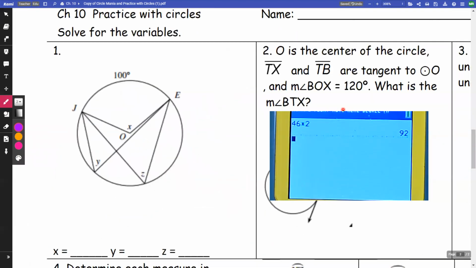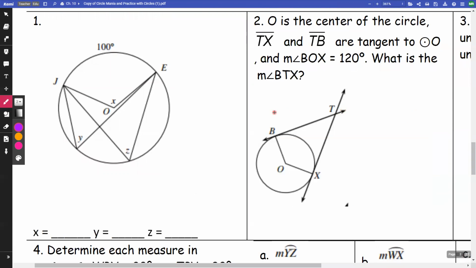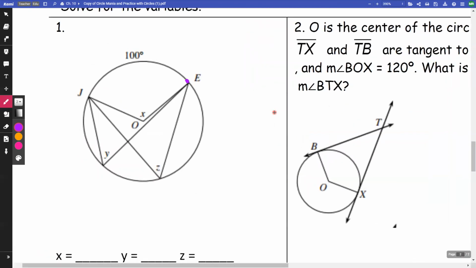Okay, so practice with circles. So in this situation, I am trying to find X, Y, and Z. I have this arc that is formed by this central angle. So this central angle is going to be the same. It's going to be 100 degrees.